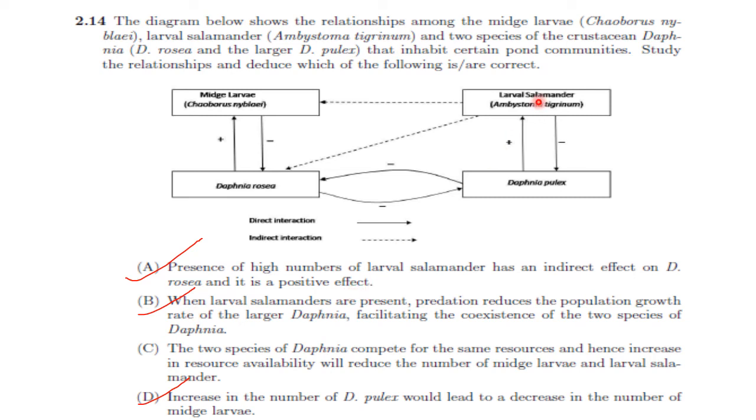The presence of a high number of larval salamander has an indirect effect on Daphnia rosea, and it is a positive effect. Larval salamander has a dotted line, so it is an indirect effect. Why positive? Because when the population of the larval salamander increases, it will have a negative effect on Daphnia pulex, so the Daphnia pulex population will reduce, and this will favor the Daphnia rosea population to grow. So larval salamander increase has an indirect effect on Daphnia rosea. Now next one.